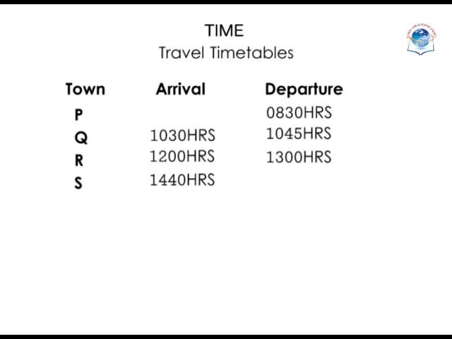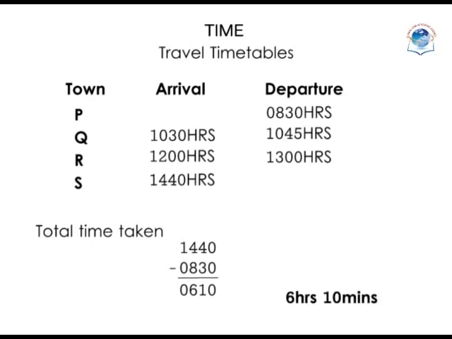There, it took a long rest of 1 hour and left at 1 PM to arrive at S at 2:40 PM. You can get the total time for the whole journey by simply subtracting 1440 hours minus 0830 hours. That will give us 6 hours and 10 minutes.